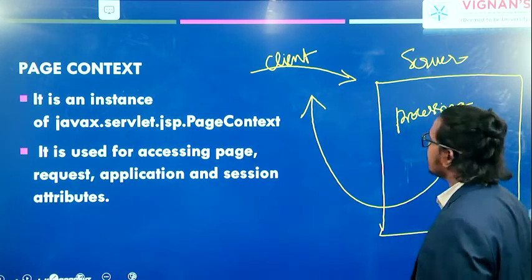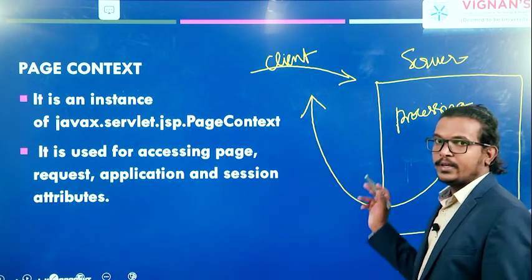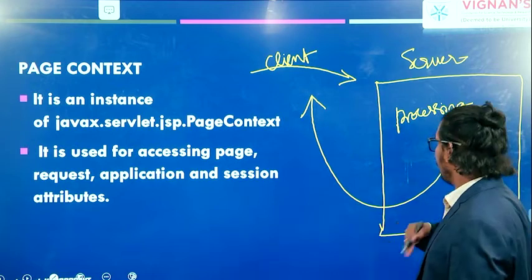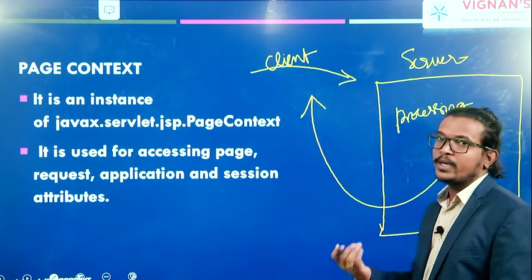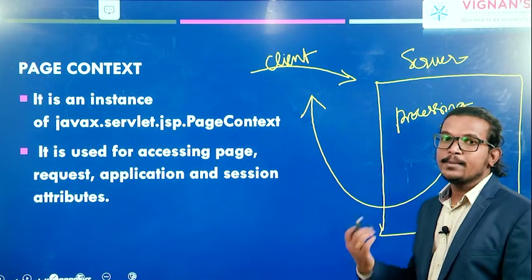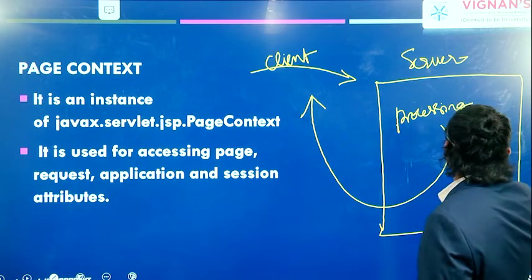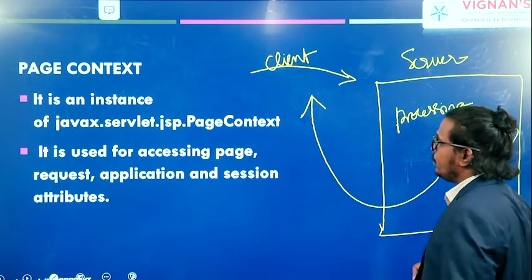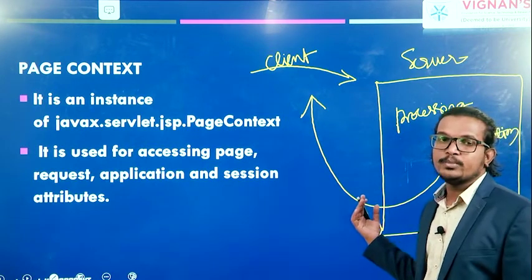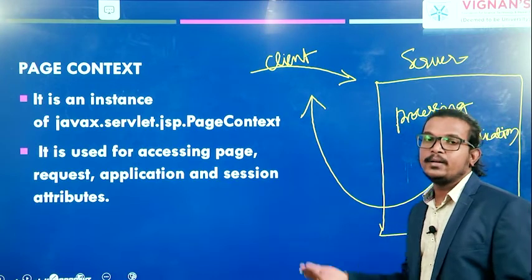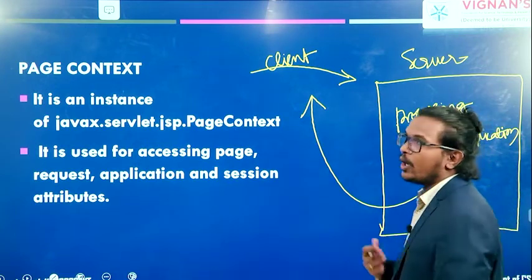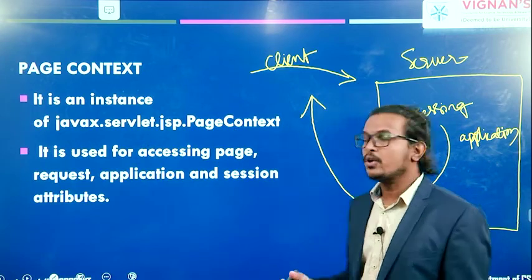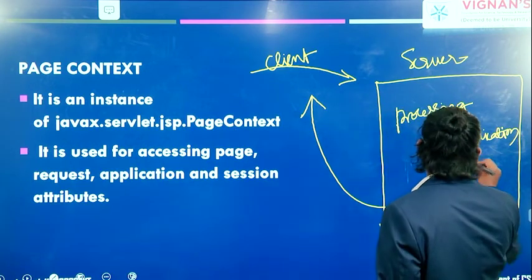So here we are processing that particular client request, right? For processing that client request, we require some data, right? For getting that data, it is using the application object. With the help of this application object, it will get the parameters or the attributes. Or if you are dealing with any security concepts, or any session concept, it will use the session object.